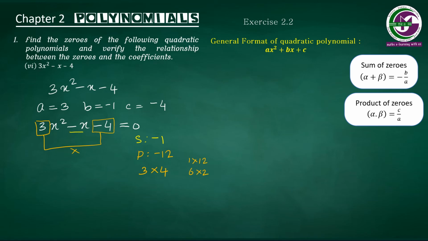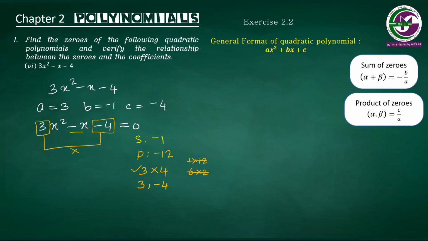The difference of the two numbers must be 1. So in this case the difference is not 1. In this case the difference is not 1. Here the difference is 1. And sum is negative 1 means the bigger magnitude must be given the negative sign. So the numbers are 3 and minus 4.